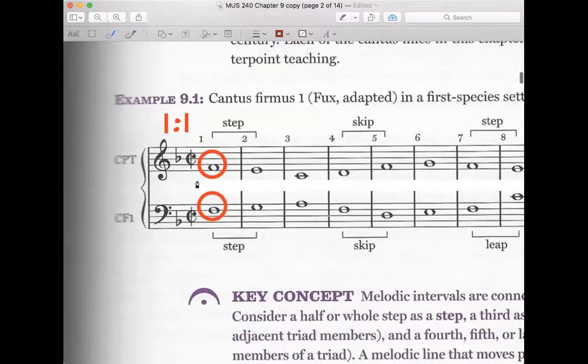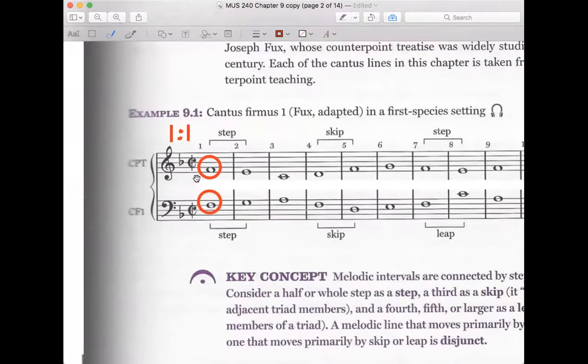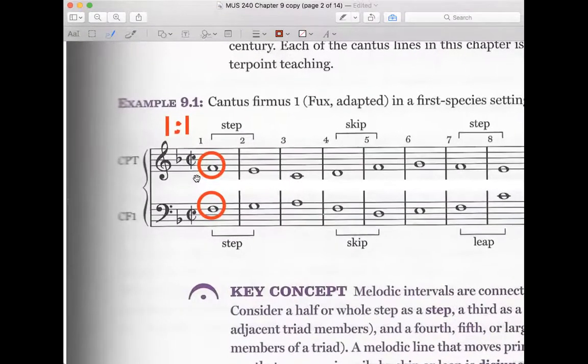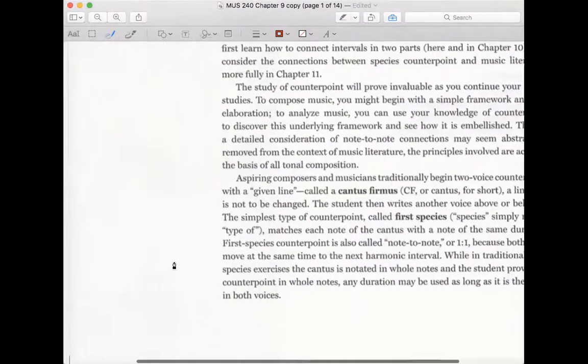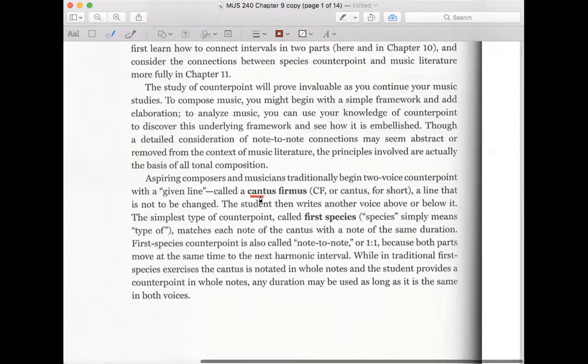Okay. So what else is going on here? Well, I asked you to know the definition Cantus Firmus. If you see down here, it says CF. Well, guess what that stands for? Cantus Firmus. The part that's going against the Cantus Firmus is the counterpoint. Okay. If you go over here to our definition, you can see Cantus Firmus means the given line.